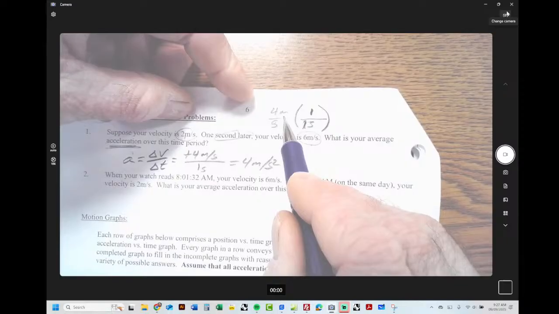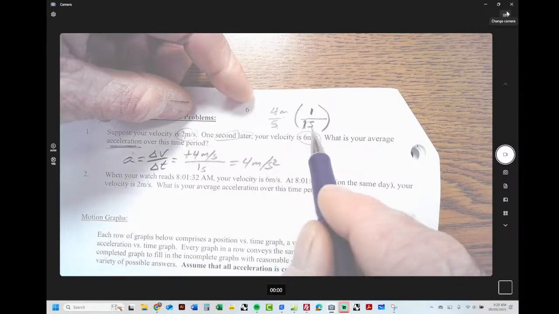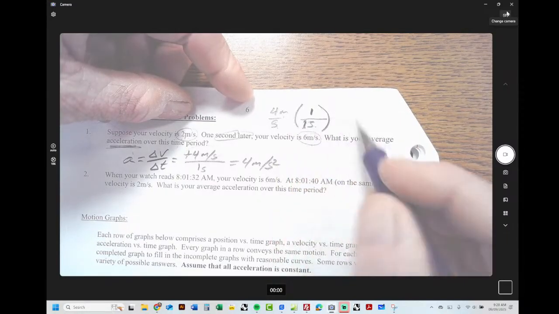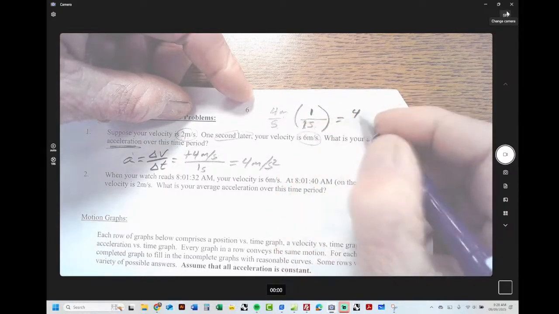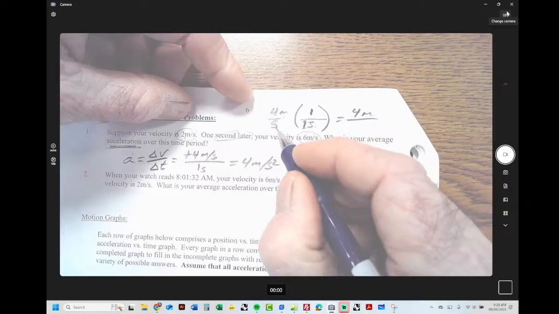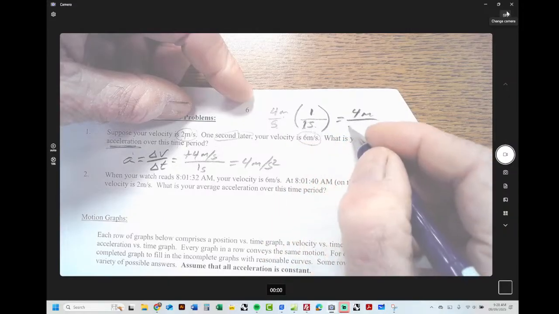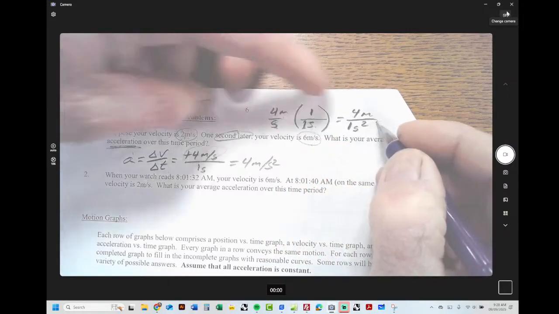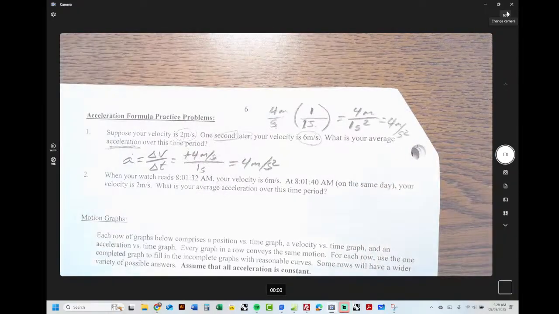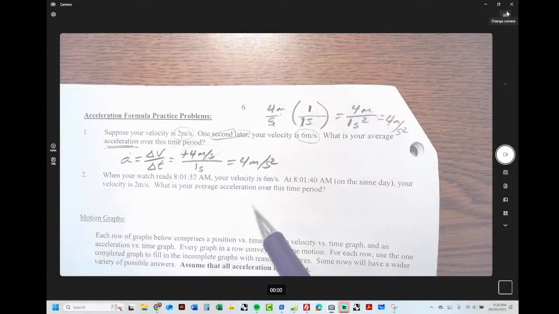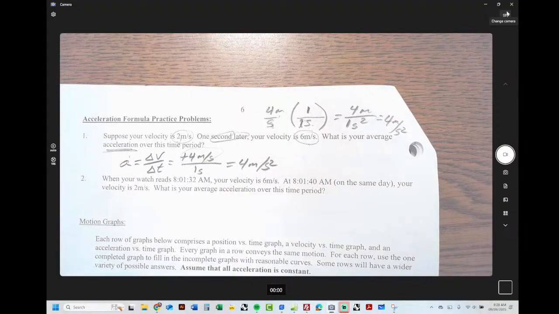So when I multiply this, there's meters on top and seconds on bottom and seconds on bottom. So on the top, I get 4 times 1 is 4 meters. And then on the bottom, seconds times 1 second is just 1 second squared. So this could be 4 meters per second squared. You don't have to worry about that. I'm not going to grill you over that. That's how the units work out.